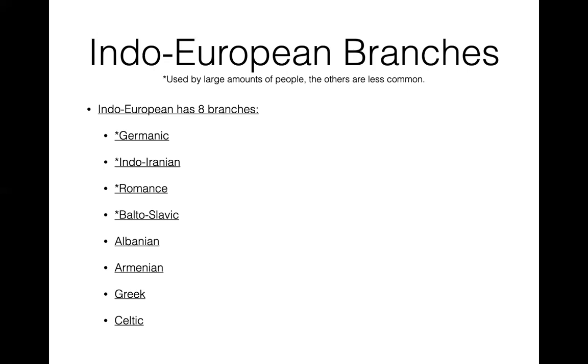I mean, you think of Germanic, that's got English and German and a bunch of Scandinavian languages. So that's a bunch of people that speak those. Same with Indo-Iranian. Romance is a lot of people. So those make up a big chunk of the world right there. But we do have some smaller ones, like the Albanian branch, Armenian branch, the Greek branch, and the Celtic branch. The Celtic branch is almost extinct, actually. Greek has some speakers, but it's not a ton. Armenian and Albanian, they're doing okay, but they're not nearly as spoken as the other 4.